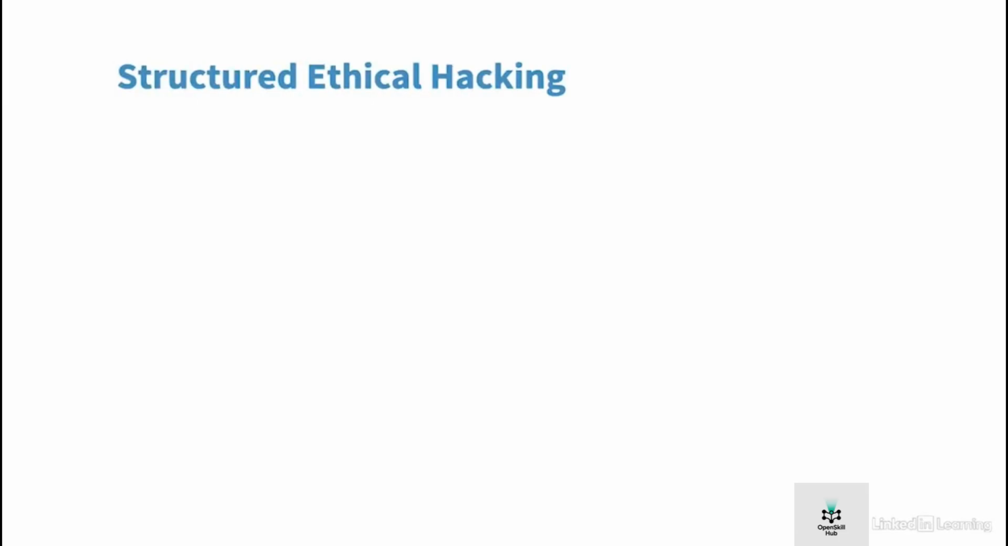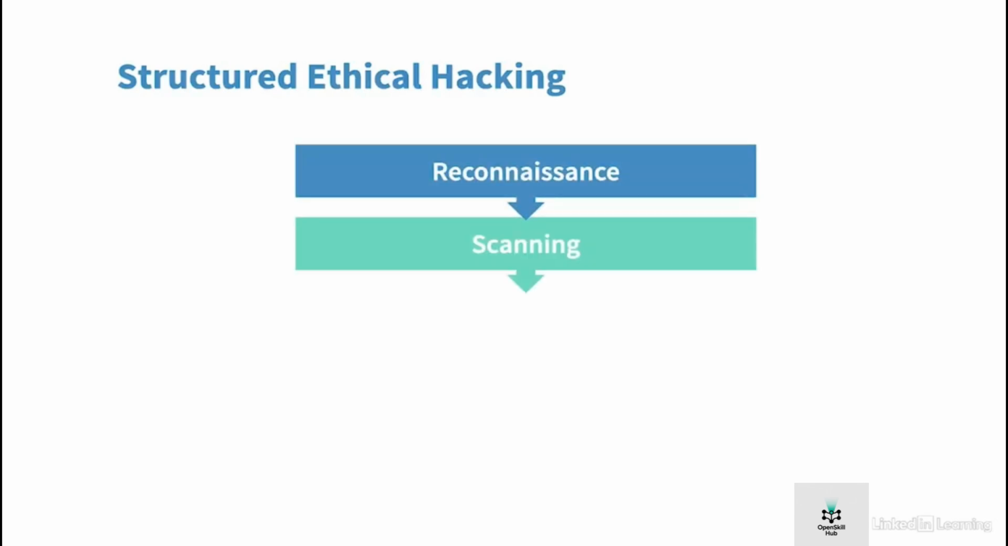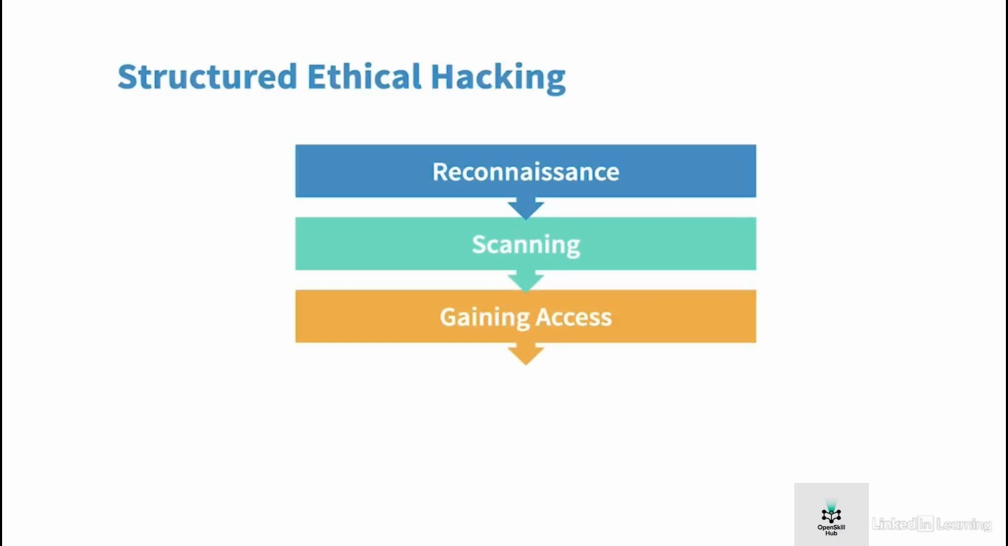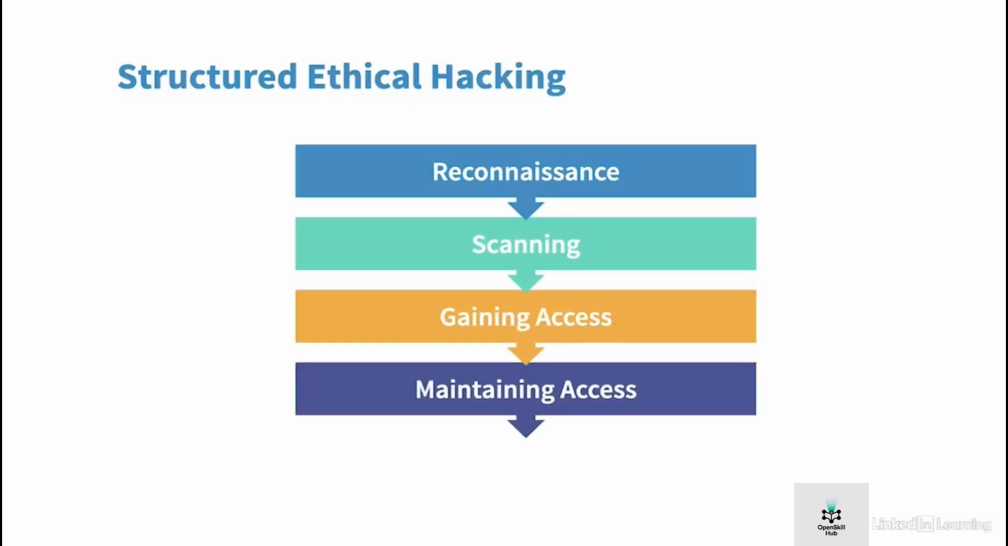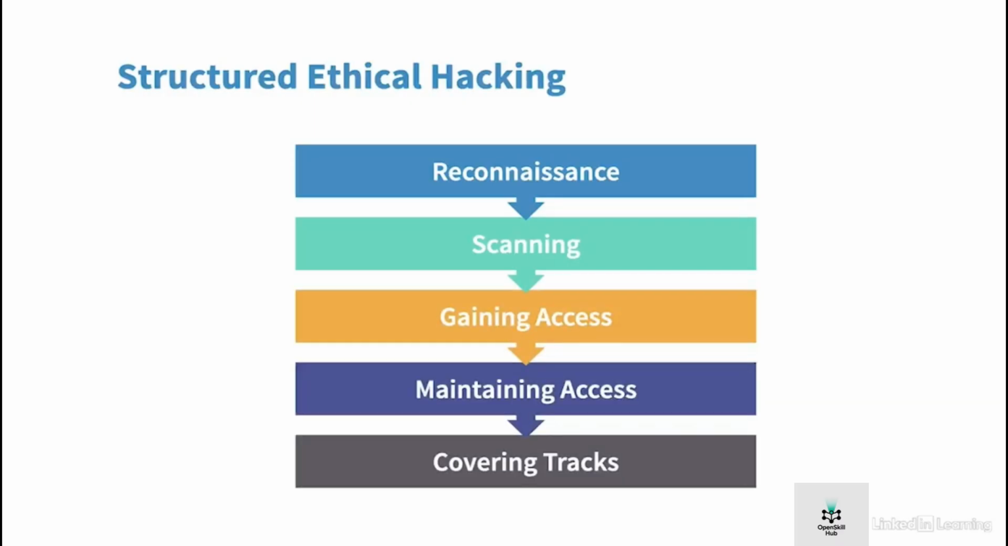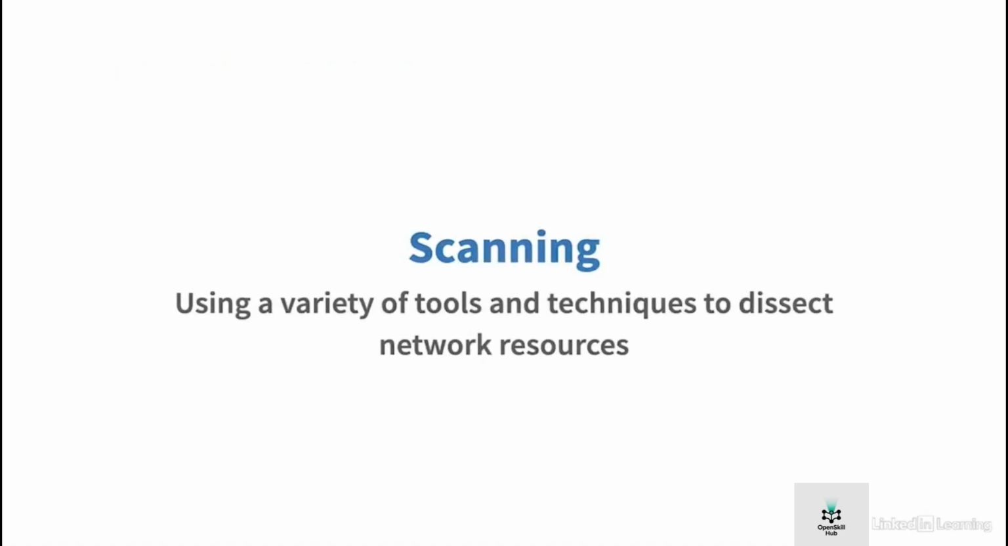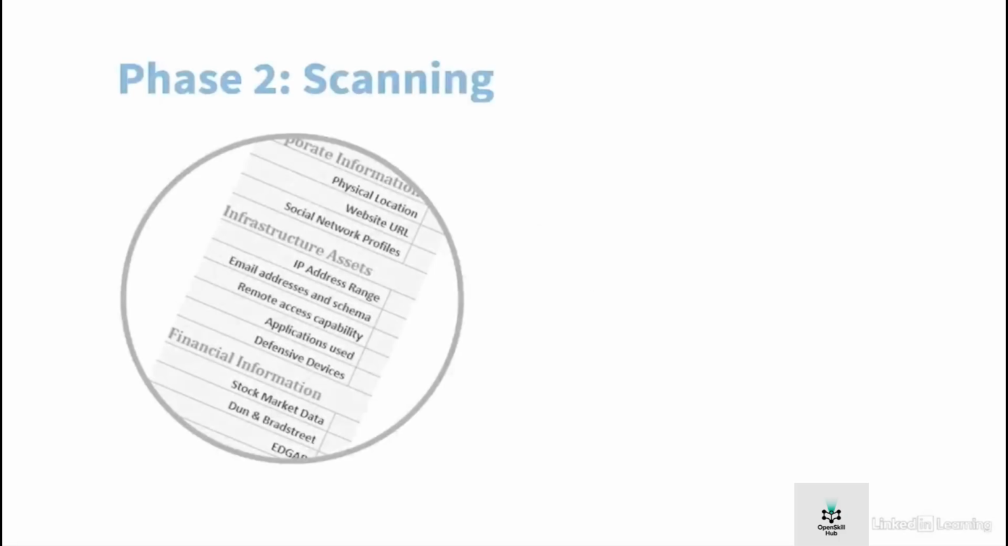Ethical hacking typically has 5 phases: reconnaissance, scanning, gaining access, maintaining access, and covering tracks. Scanning, or port scanning, uses a variety of tools and techniques to dissect network resources. Let's talk about how this works.